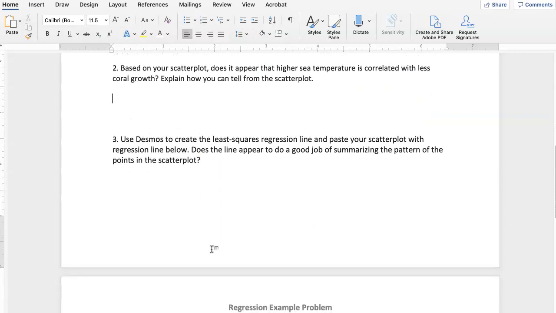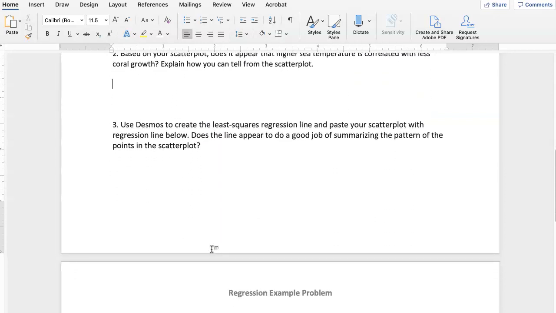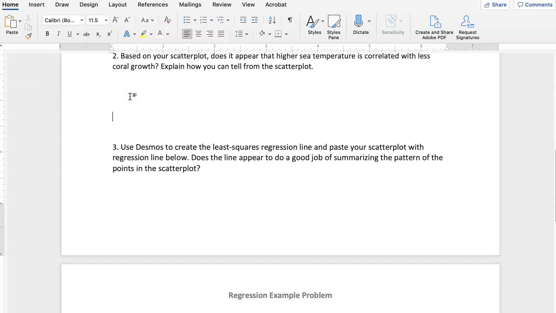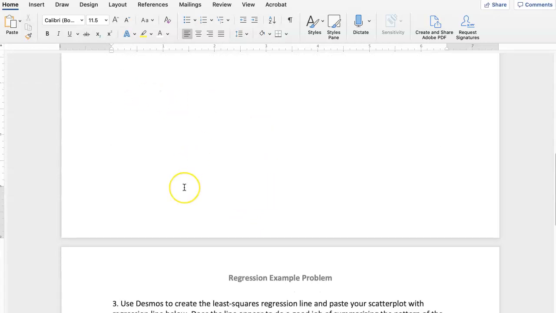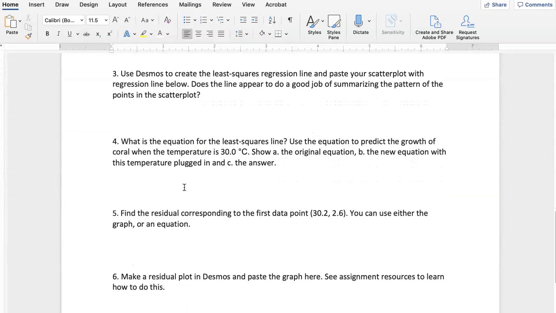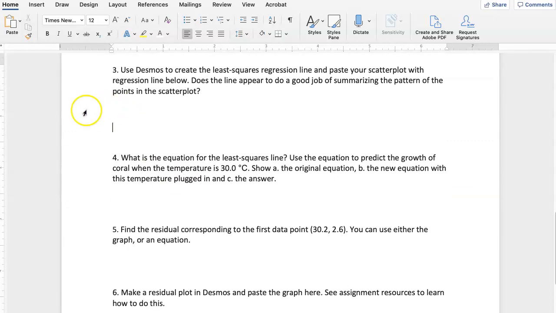All right, the next question is: use Desmos to create the least squares regression line and paste your scatter plot with regression line below. Does the line appear to do a good job of summarizing the pattern of the points? Okay, I'm just going to assume that I typed in this section right here so I can get that down to the next page, and that way it's all together. Make a little space here for my graph.